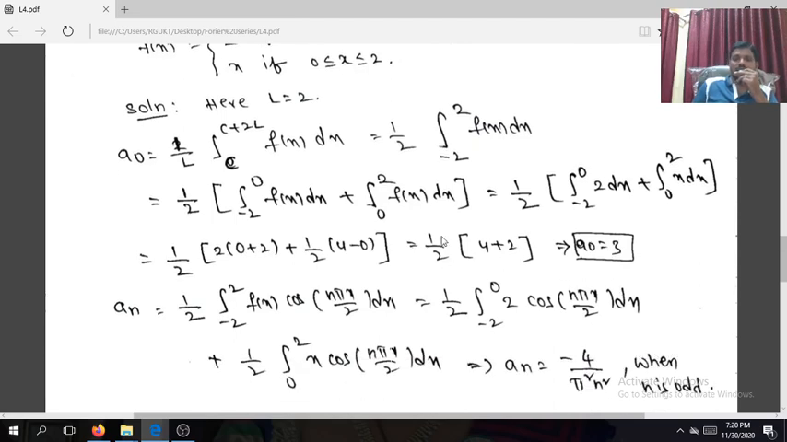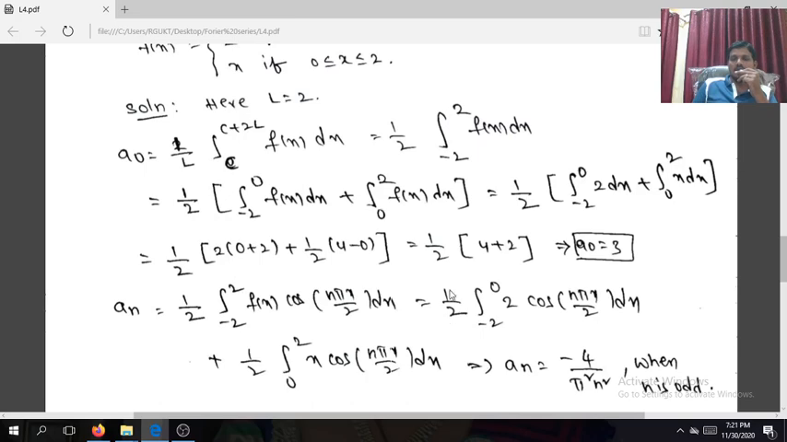In similar fashion, here is the a n formula, 1 by L into integral c to c plus 2L, that is minus 2 to 2, 1 by 2 into integral minus 2 to 2. Here c is equal to minus 2. c plus 2L is what? Minus 2 plus 2 into 2. First, don't get confused here, this is the general formula. c plus 2L, with c equal to minus 2, is minus 2 plus 4, that is 2. So minus 2 to 2 f of x into cos n pi x by 2 dx.